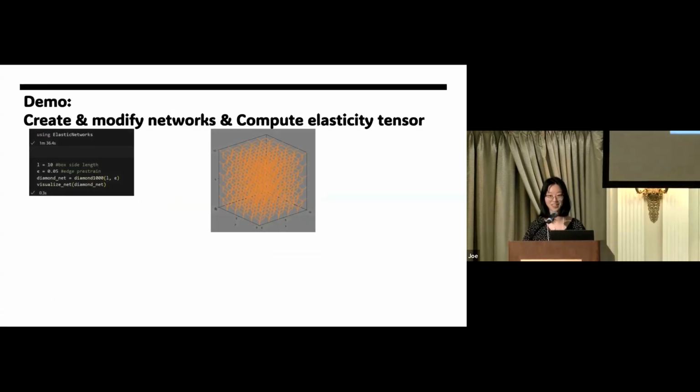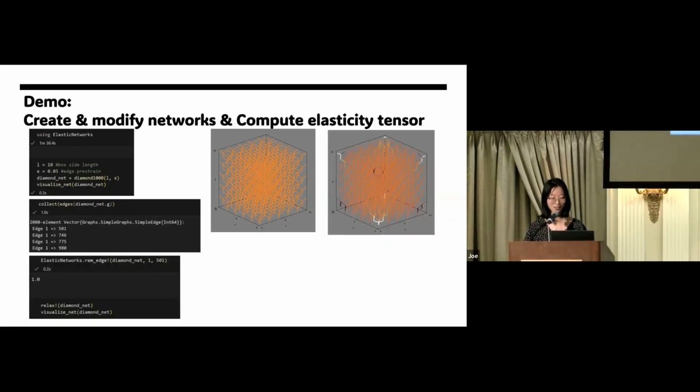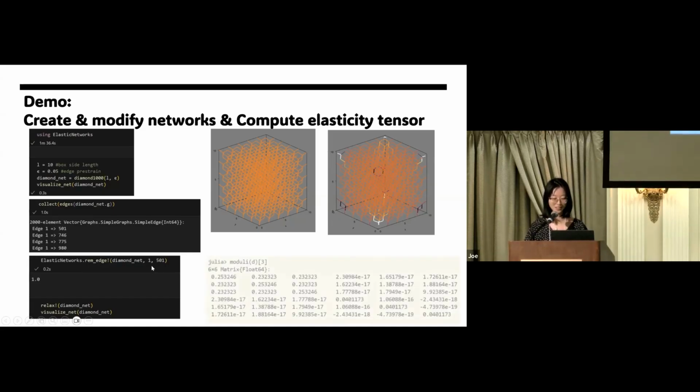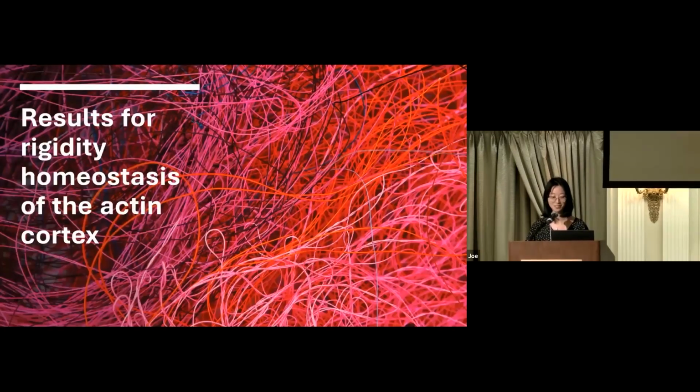For example, I have created a lattice network, and we can look at what the edges inside the network are, and we can prune certain edges. We can also compute the elastic moduli of the network with automatic differentiation, so that gives you the exact elastic moduli. Cool. So now we have the results for rigidity homeostasis of the actin cortex.